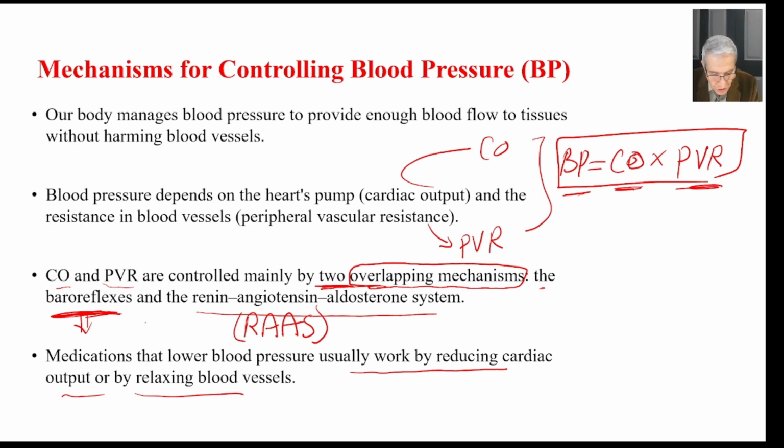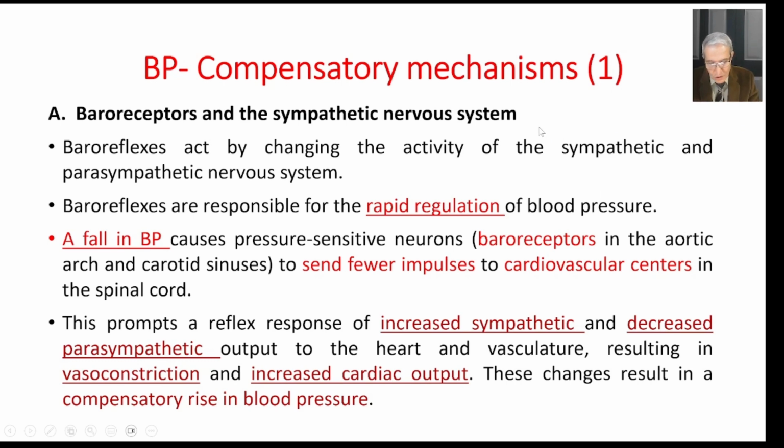Okay, so any medication intended to lower blood pressure could lower cardiac output or peripheral vascular resistance. Therefore, we start looking at which medication can cause decreased cardiac output, and which medication can cause decreased peripheral vascular resistance. We are going to discuss it in the slide later on. Okay, compensatory mechanism number one, we have baroreflex.